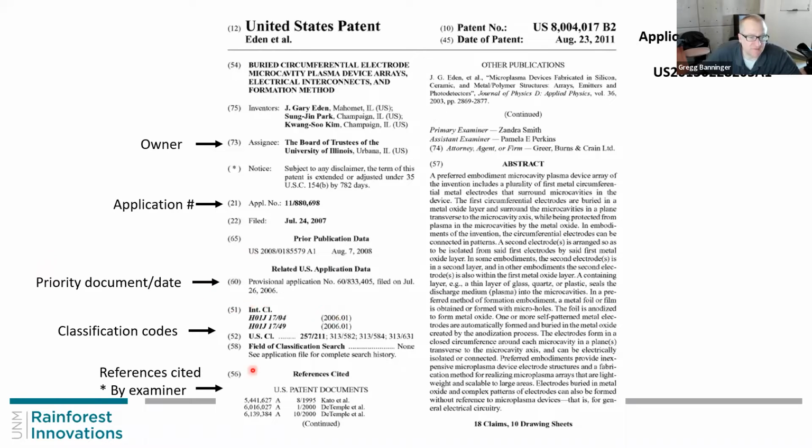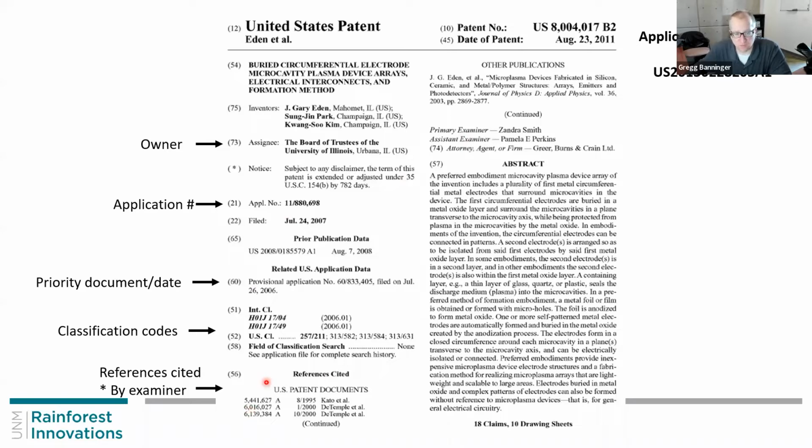You can see here classification codes, and I will go into the importance of this in classification searches in future slides. Also, references cited by the examiners. This was stuff that was considered prior art against this patent, or it could also be references cited by the inventors. Basically, in the US, you have an obligation to disclose prior art that you're aware of, and if you don't, it could potentially invalidate the patent. So anything the inventors or the applicants submitted would also show up here.